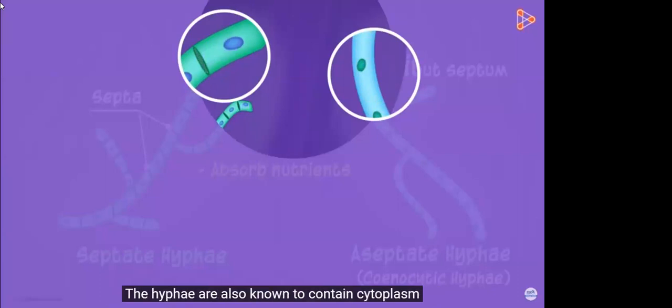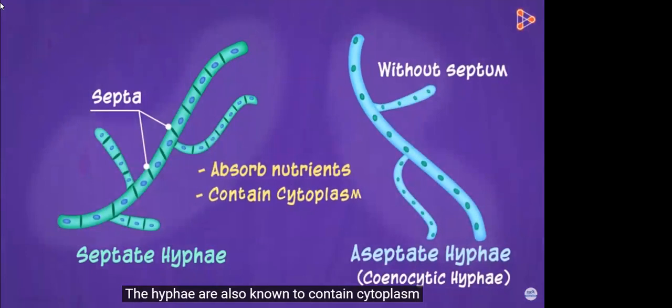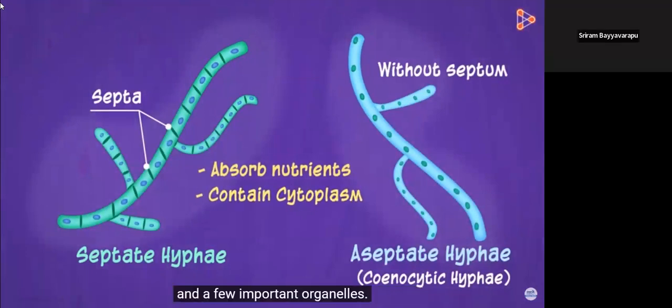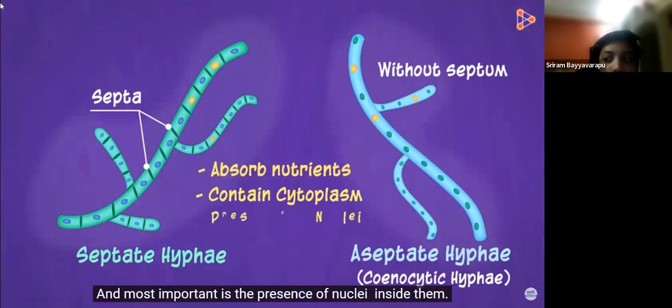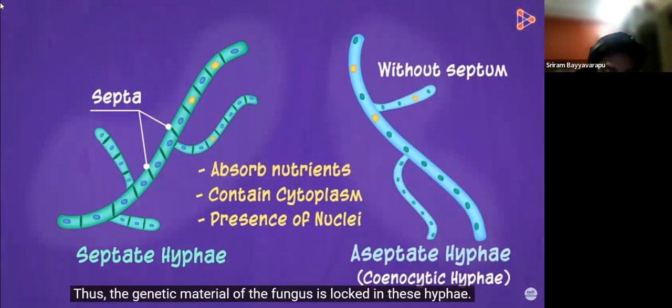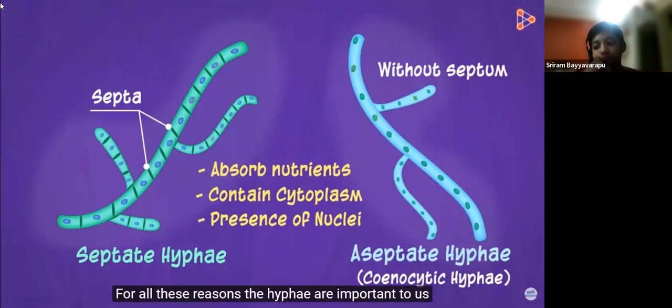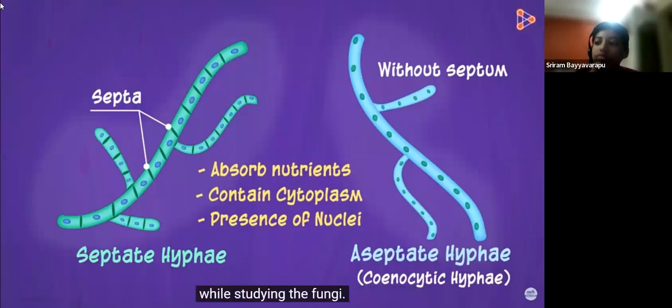The hyphae are also known to contain cytoplasm and a few important organelles. And most important is the presence of nuclei inside them. Thus, the genetic material of the fungus is locked in these hyphae. For all these reasons, the hyphae are important to us while studying the fungi.